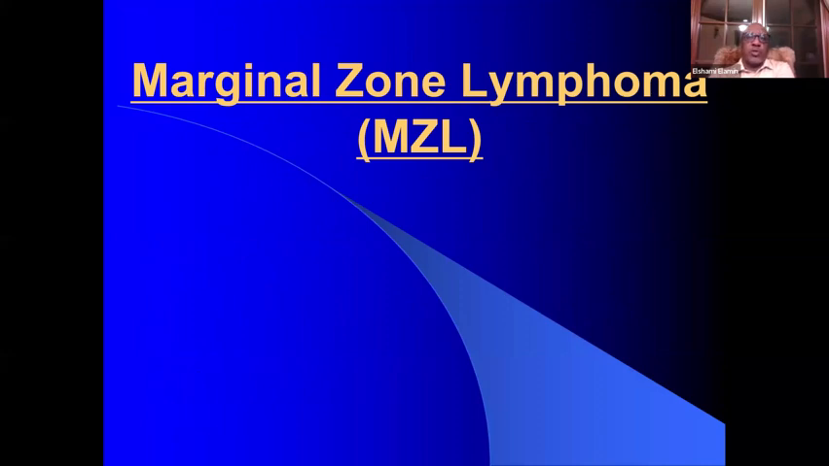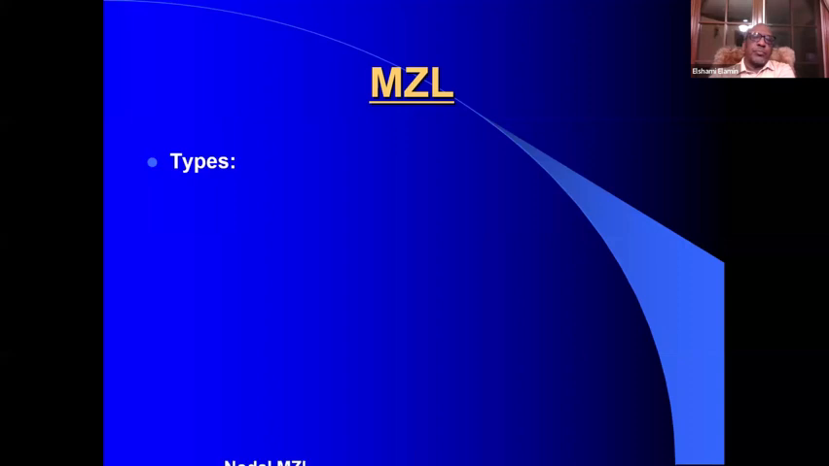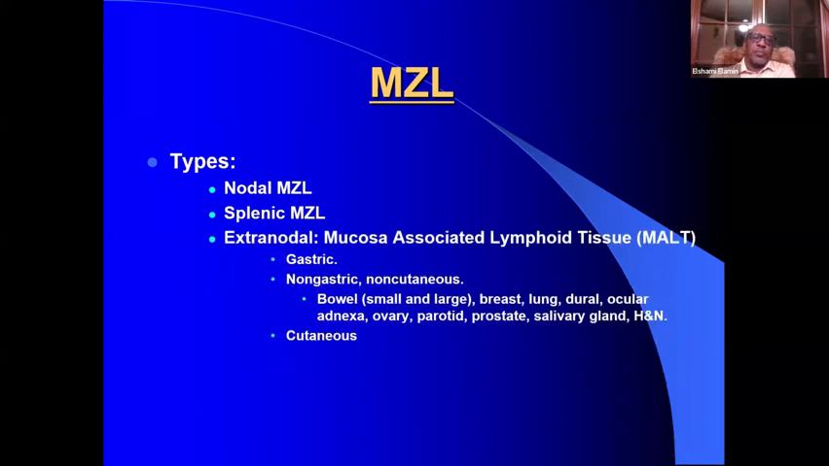Now we move to marginal zone lymphoma. Types: nodal marginal zone lymphoma, splenic marginal zone lymphoma, and extranodal marginal zone lymphoma, which you call MALT, or mucosa-associated lymphoid tissue. It could be gastric, or non-gastric or non-cutaneous, which could be in the bowel, small bowel, large bowel. Of course, the stomach is different. Breast, lung, dural, ocular adnexa, ovary, prostate, salivary glands, head and neck, thyroid, or it could be cutaneous. So these are the types of marginal zone lymphoma.